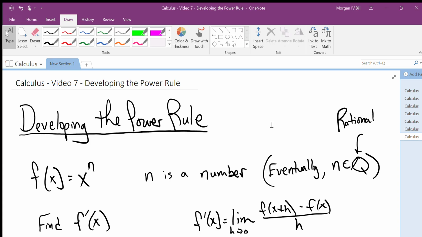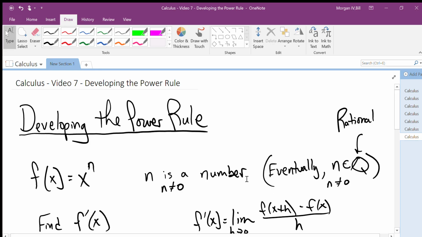Okay, so we're going to start with our function f of x is equal to x to the n. So n here is just some number. Eventually, we'll get n to be all the numbers in the rational numbers, right? So all the whole numbers, the negative numbers, fractions, things like that, except n not equal to 0. That's not going to work for this one. We'll take care of that particular example with a different kind of rule.